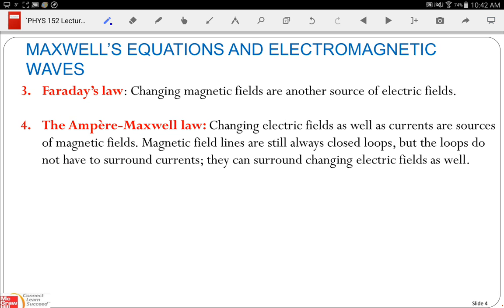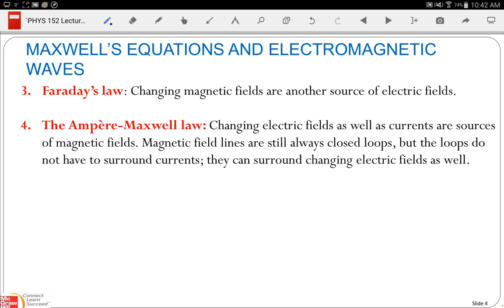We've studied Faraday's law most recently, and Faraday's law said that a changing magnetic flux would create an electric voltage or an electric field. Now that's an important step there. A changing magnetic flux creates an electric field. So there's some kind of relationship between electric and magnetic fields. The fourth one is the Ampere-Maxwell law.